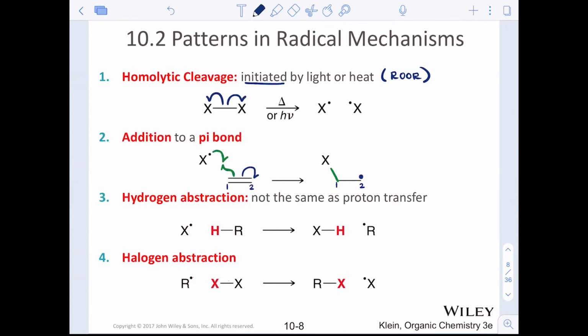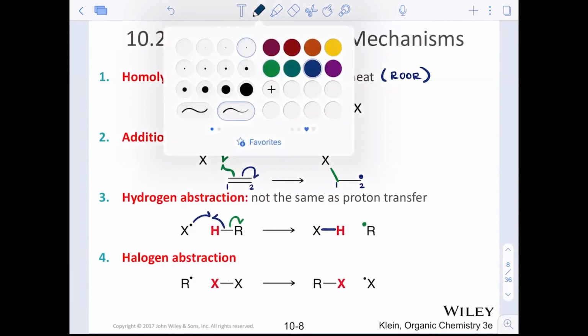Hydrogen abstraction, it's not the same as a proton transfer because here we are not doing heterolytic cleavage. We're not actually transferring a proton, an H+1 cation. We're actually transferring a hydrogen, right? So a radical can come in and swap partners with that hydrogen. Notice one electron is going to carry from the H-R bond to the X radical. That makes that new bond, and I'll try to color code here. The leftover creates the radical on R.